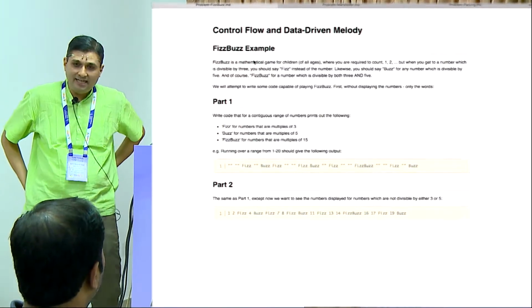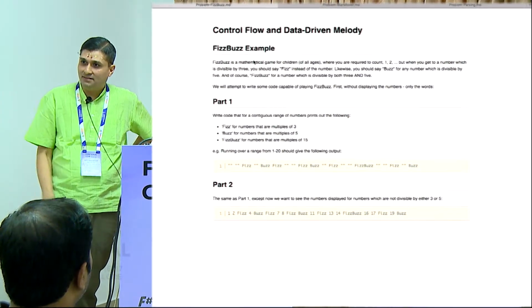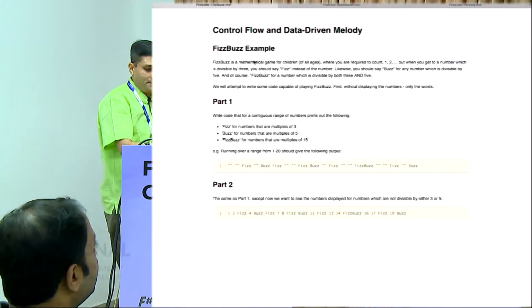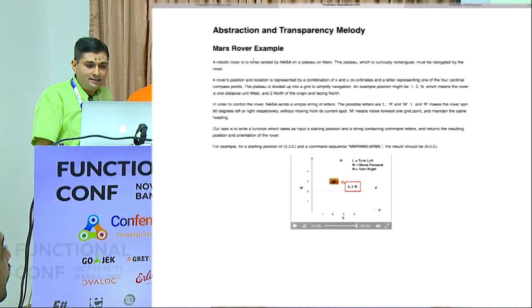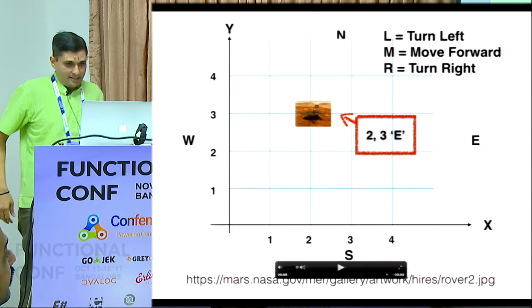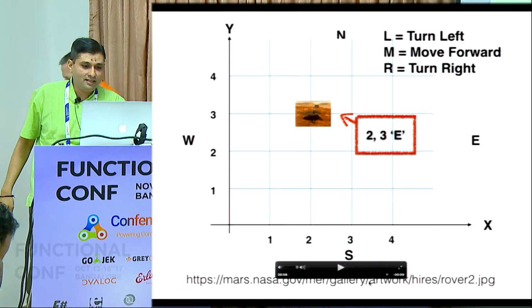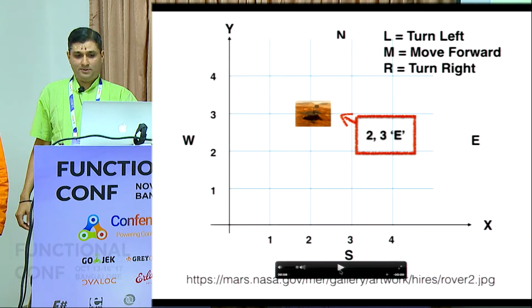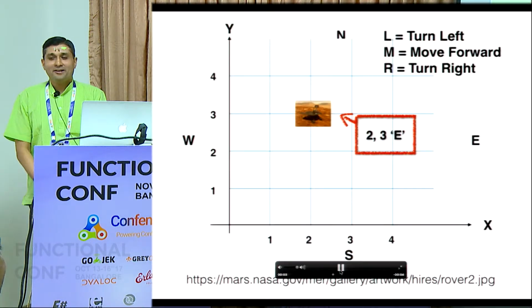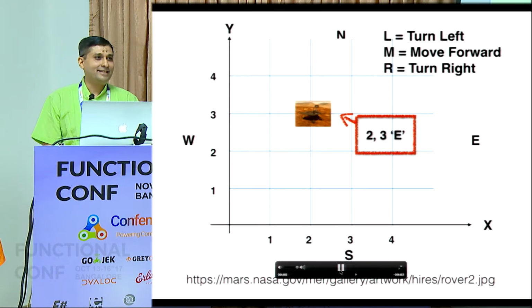So we're trying to delineate the two, control flow and data-driven, by actually showing examples. Should we move on to the next melody? I think we should. And this time I have a melody which is a famous interview problem. I won't name the company, but everybody knows, can take a guess. It's a Mars rover problem, right?